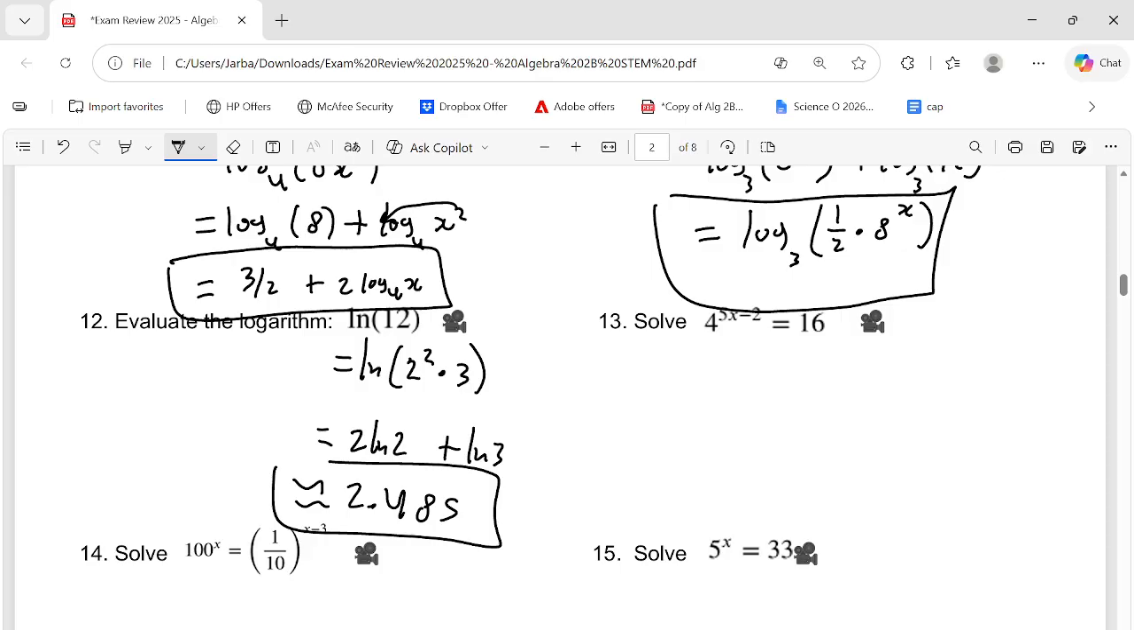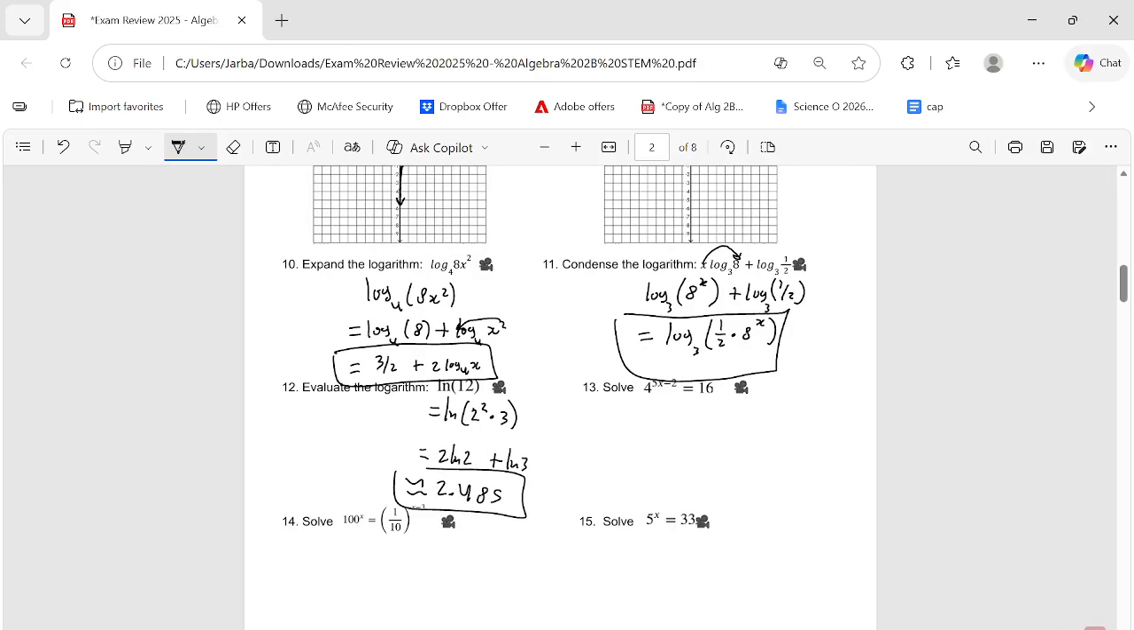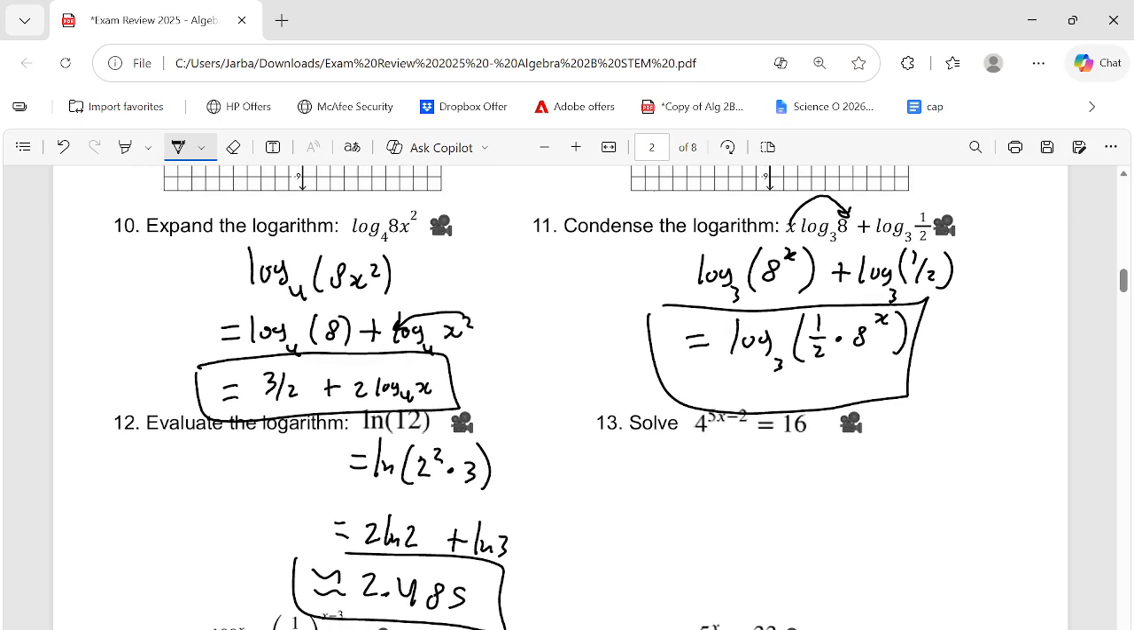Alright, now for solving. With these kinds of problems, you usually want to get the same base. So we have a 4 over here. That means we're probably going to want a 4 or a 2 on the right side. I'm going to roll with a 4, because 16 is a really nice power of 4. It's just 4 to the second power. So 4 to the 5x minus 2 equals 4 squared.